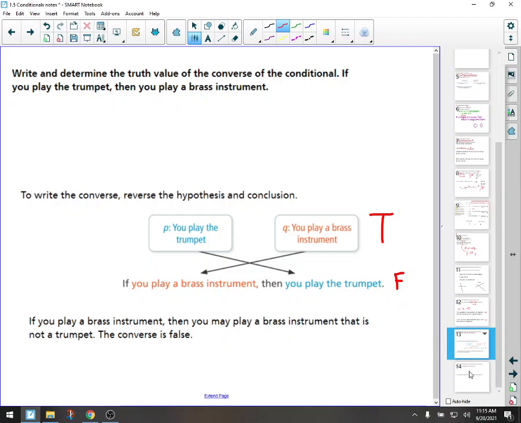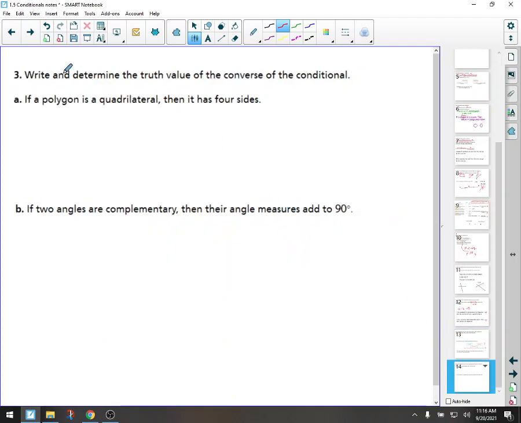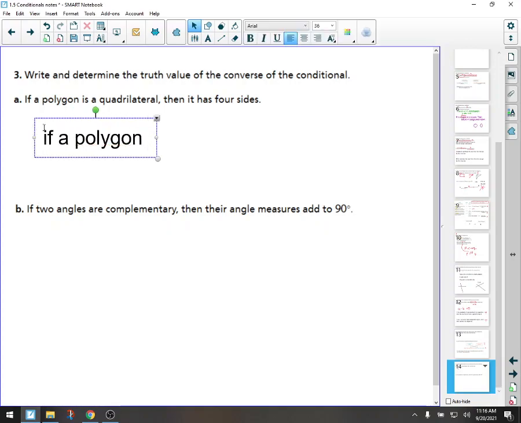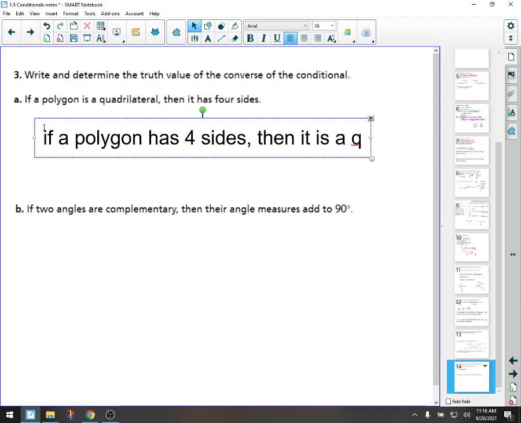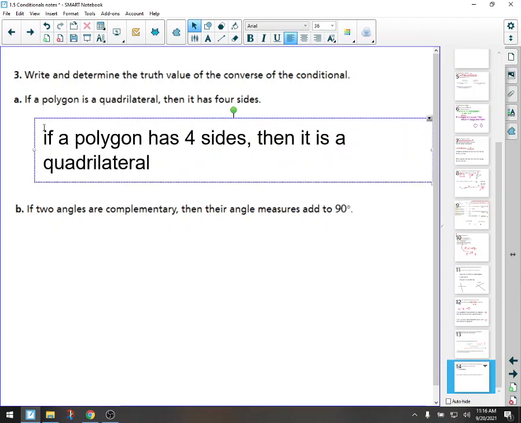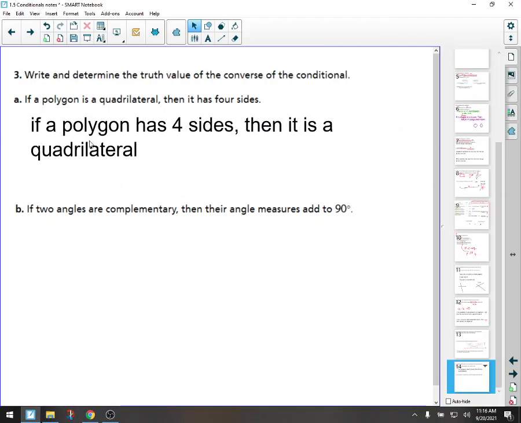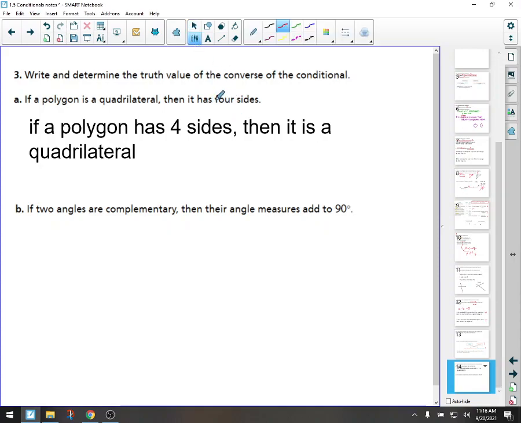So I think we got one more here. Write and determine the truth value of the converse of the conditional. If a polygon is a quadrilateral, then it has four sides. So our converse would be, if a polygon has four sides, then it is a quadrilateral. All right, so I think we need to clean up the language just a little bit here. I think we want to say exactly four sides. So let's just have the word exactly right here.